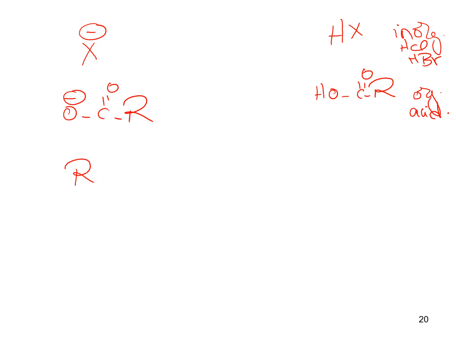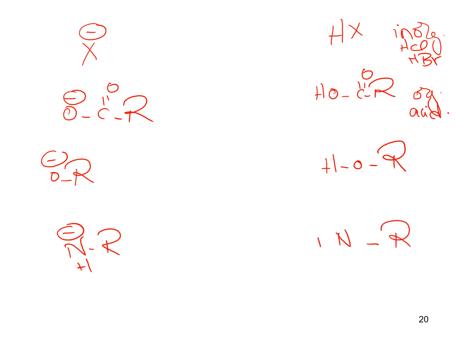So these are the organic acids. The alkoxide part of the ester as a leaving group, if we add a proton to it, this becomes the alcohol. And finally, the amine part, if we add a proton to it, it becomes the amines. Let's compare the acidity of these compounds first.